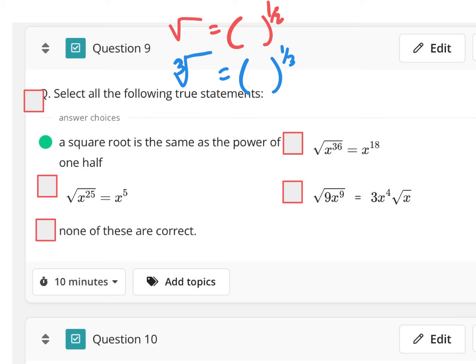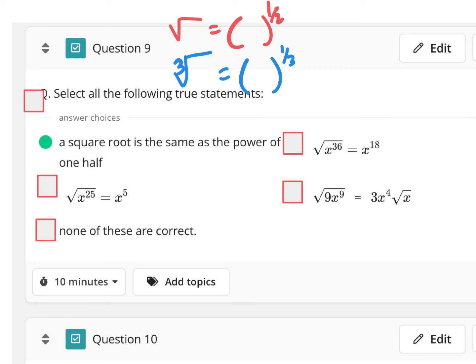This one right here reads the square root of x to the 25th equals 5. A lot of people think, oh, the square root of 25 is 5, so this must be correct. Wrong. Why? We need to remember that the square root is a power of 1/2. So ultimately, we want a power to be divisible by 2, because a power to a power you multiply. Now 25 is not nicely divisible by 2. So 24 would be great.